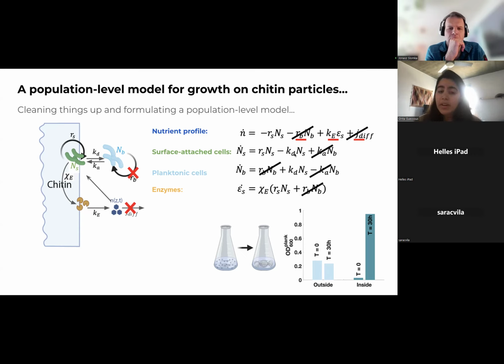We can also measure directly the detachment rate, so we can constrain this number. I'm not showing the experiments here. And conversely, what we find is that when we try to measure the attachment rate, it is actually quite small. And so these are terms that we can ignore.